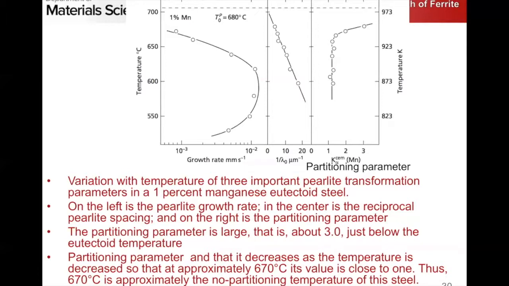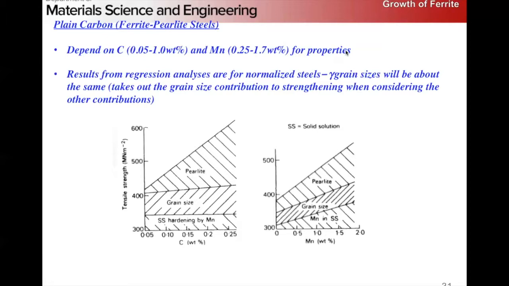into the cementite at high temperatures, but here, when the partitioning parameter is 1, this means that we don't have any appreciable partitioning. So here our no partition temperature is going to be about 670 C, or 943 K is roughly our temperature, right? And the greatest partitioning happens just right below the eutectoid temperature, right?